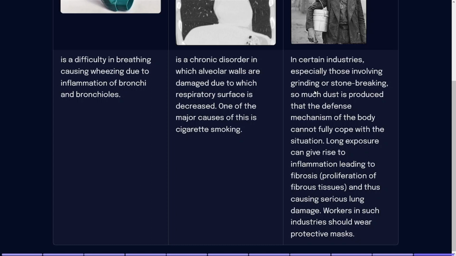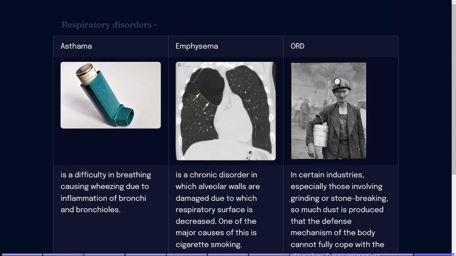Certain chemicals like asbestos can cause asbestosis. So exposure to these harmful chemicals during mining and stone breaking and grinding can cause damage in the lungs. Damage, inflammation or fibrosis caused by these chemicals come under the section of occupational respiratory disorders. This completes the revision of our chapter, breathing and exchange of gases.